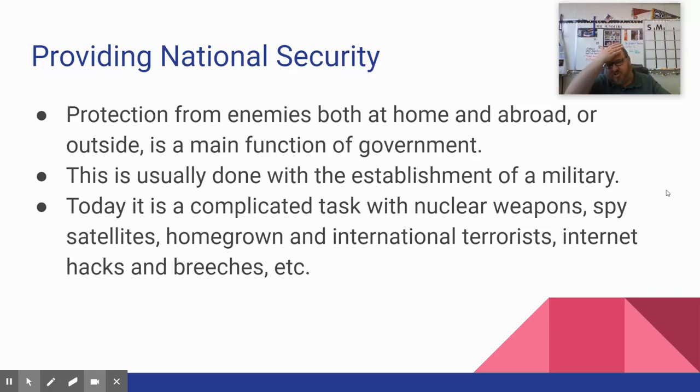Providing national security, pretty much a duh. We're talking about the military, whether it's protecting inside the country, or providing protection from outside invasion. So this is enemies, as we say, both home and abroad. Usually done through the military, but it's a pretty complicated task today. In this day and age, we've got nuclear weapons, you've got spy satellites, you've got internet terrorists, you've got homegrown terrorists. So that's terrorists that are right here in our own country, Americans attacking Americans for whatever reason. You have international terrorists, people coming from outside of the country to create fear, and death and things like that.